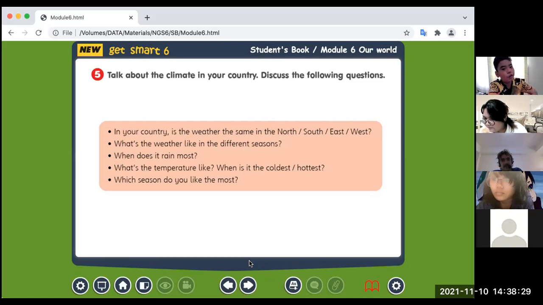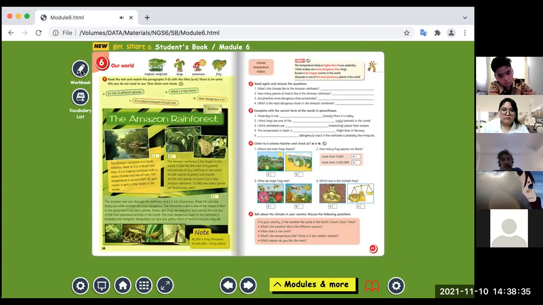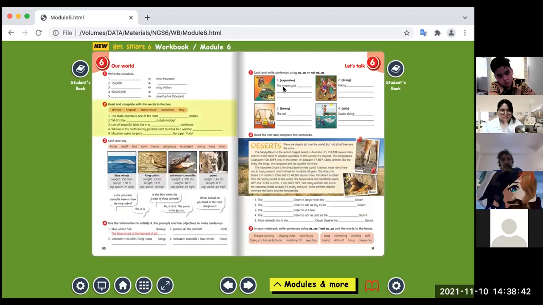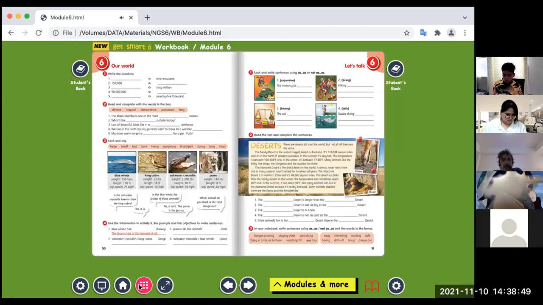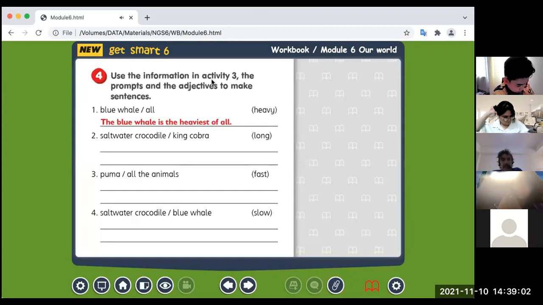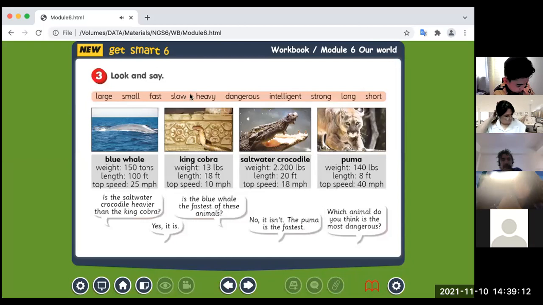Okay, for homework, you will do workbook activity number 2. Read and complete with the words in the box. So which one is the correct one? And also activity number 4. Look at activity 3 and use the pronouns and adjectives to make sentences. For example, the blue whale is the heaviest of all. You have some information here and you should make these sentences in activity number 4.